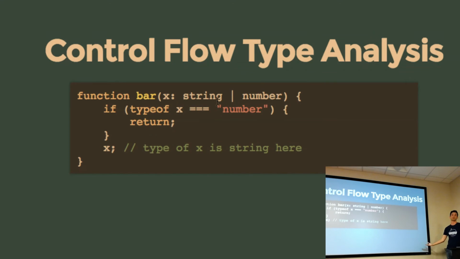You can even write your own functions that refine types if you really want to. Something that, say, takes in any and returns an individual type. It then knows that this variable right here at this point in time has to be a string, because if there were a number, it would have returned. That's super useful. Super, super, super useful.